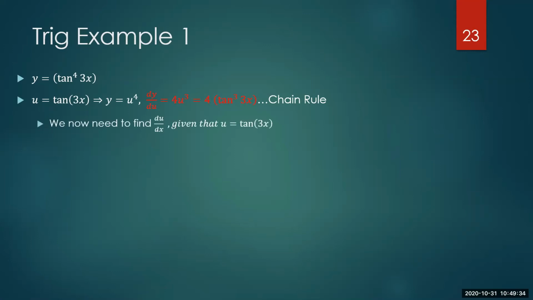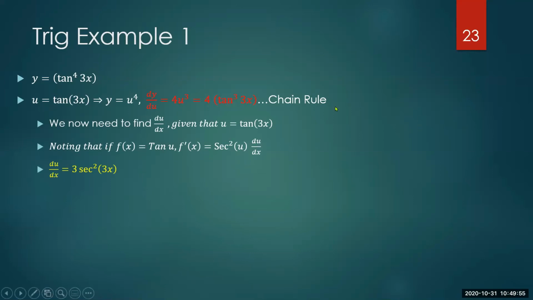And we now need to find du/dx, given that u is equal to tan of 3x. So here we use the chain rule again. We note that if f of x is tan u, f dash of x is sec squared u multiplied by du/dx. Okay, so du/dx then becomes 3 sec squared 3x, because what we've done here is we've used the chain rule again.